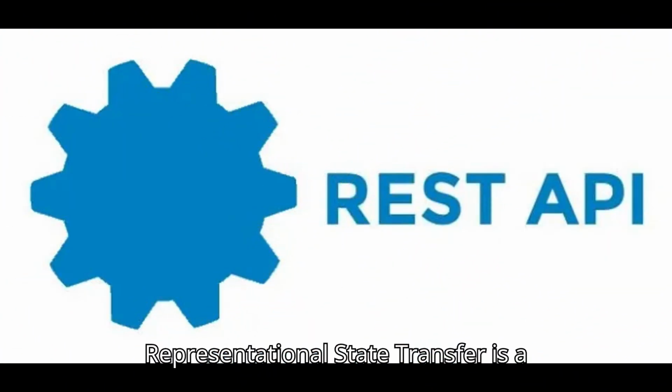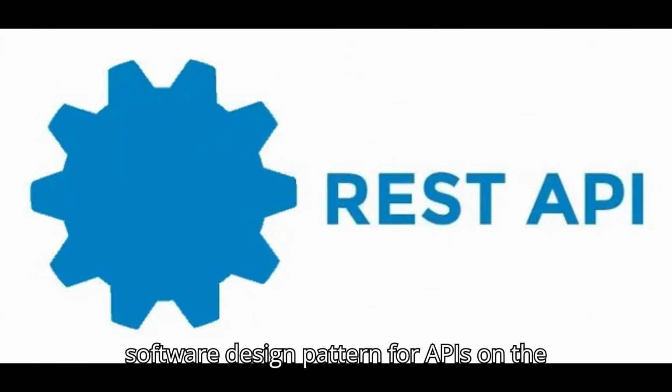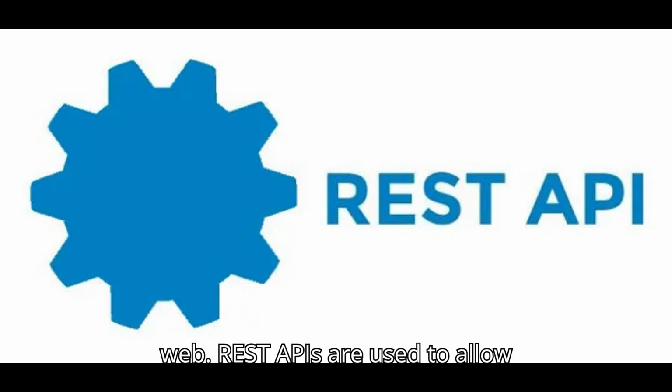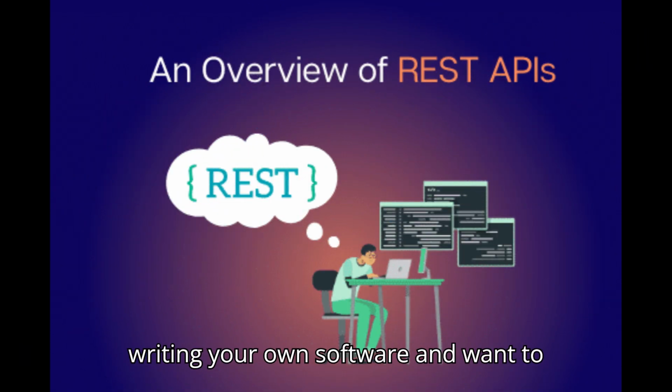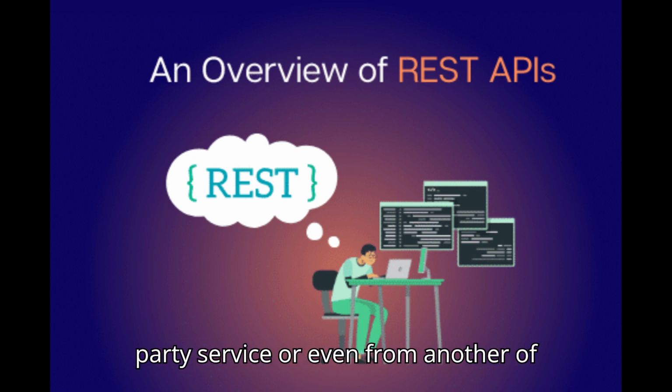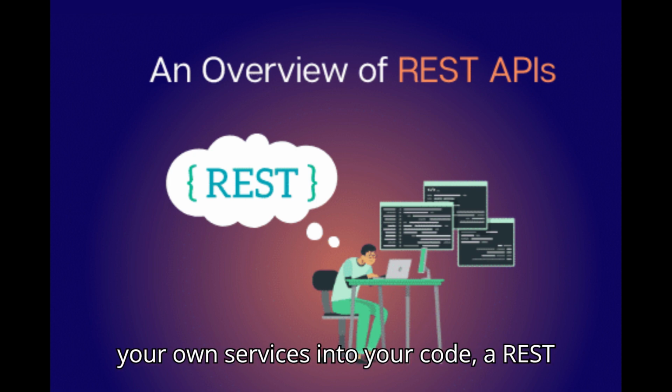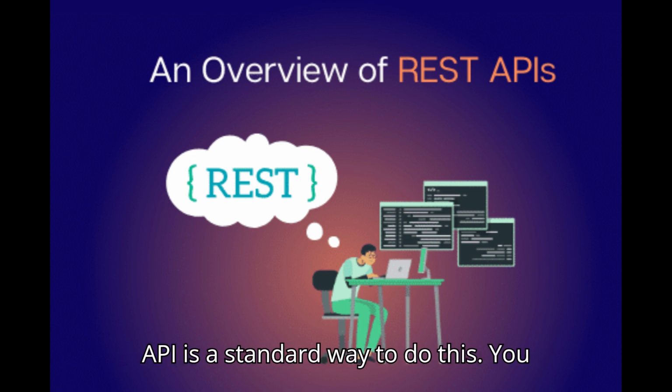REST, or Representational State Transfer, is a software design pattern for APIs on the web. REST APIs are used to allow two different pieces of software to communicate with each other. If you're writing your own software and want to integrate functionality from a third-party service, or even from another of your own services, into your code, a REST API is a standard way to do this.